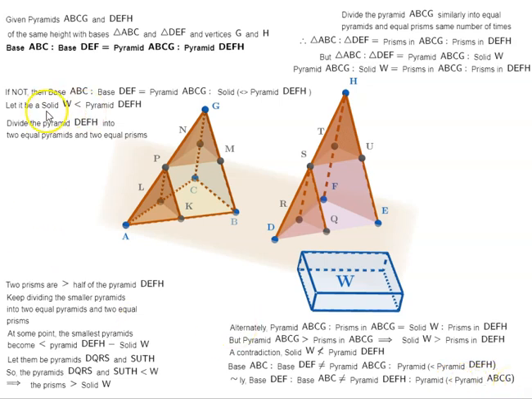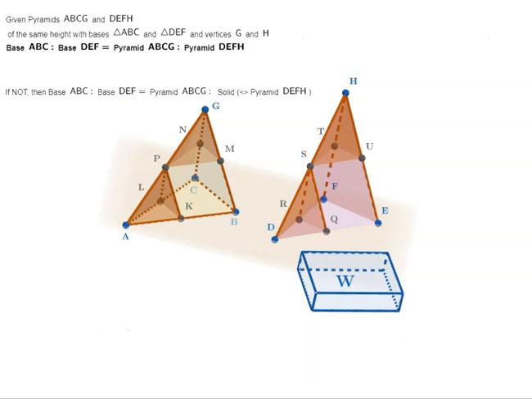So that was the less than part. Now we prove that the greater part is also not possible. So the only available option is that they are equal. So now let's assume that solid W is greater than pyramid DEFH. Inversely, base DEF is to base ABC as solid W is to pyramid ABCG.